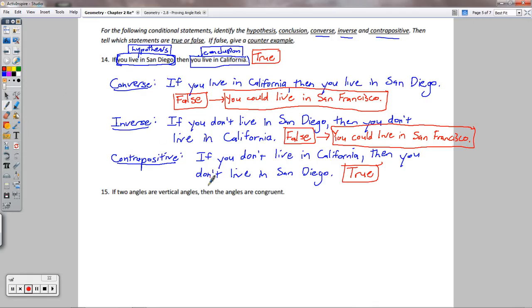Now let's check out number 15. So if two angles are vertical angles, then the angles are congruent. Same instructions for this one. So I'm going to box this in here. Two angles are vertical angles. That would be my hypothesis, the part after the if. Then the angles are congruent. The angles are congruent is going to be my conclusion. The part after the then.